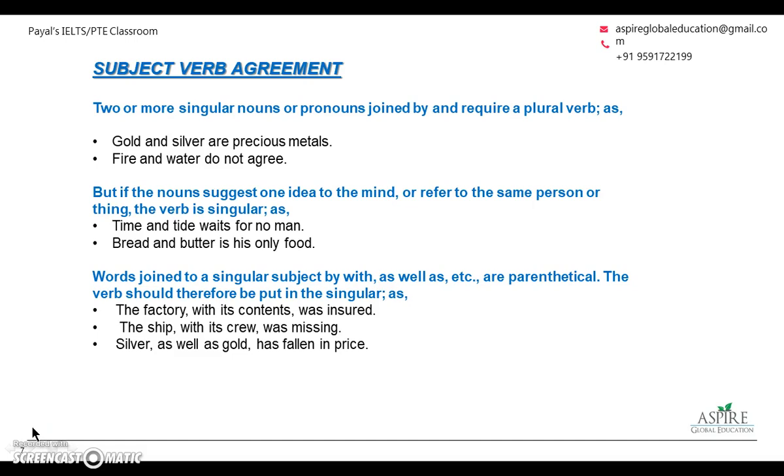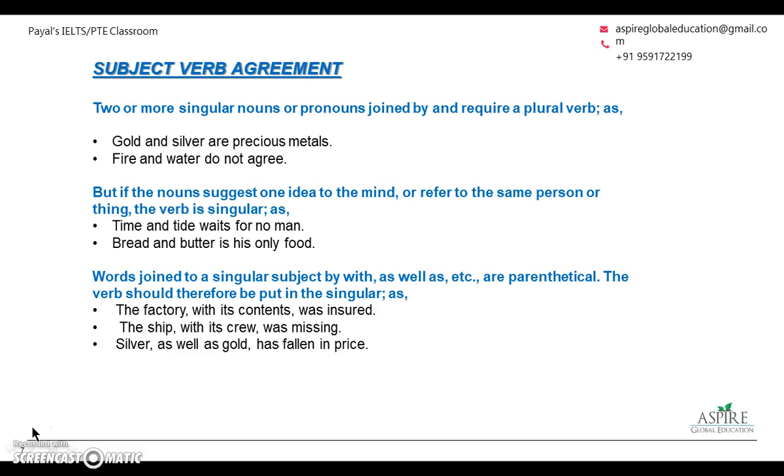Now, there are a few other examples, like words joined to a singular subject by "with" as well as "as well as" are parenthetical. The verb should therefore be put in the singular, which means whenever I'm combining it with a "with" or "as well as", I'm taking it as one single entity. The factory with its contents is taken together. Do not take your verb plural because you have contents. No, it is not referring to contents alone. It is referring to that whole entity, which is factory with its contents, and then it is considered as a singular subject, so my verb is also singular.